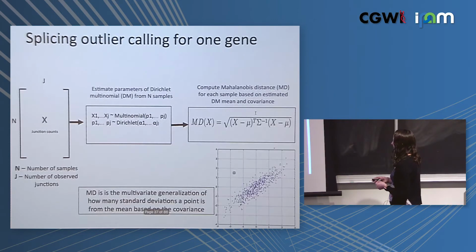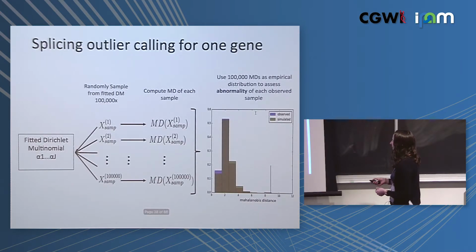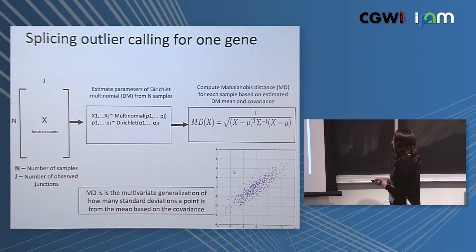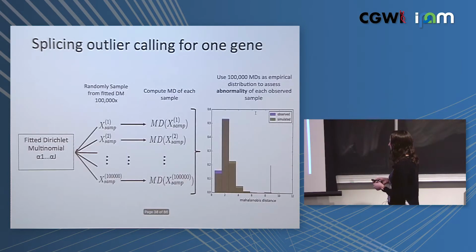Now, the complication is in assessing significance. So we can straightforwardly learn these distributions from, for instance, the GTEx data or others, and we can compute this distance for any given individual. But the Mahalanobis distance for arbitrary distributions, such as the Dirichlet multinomial, does not have a closed form statistical test that you can look up.